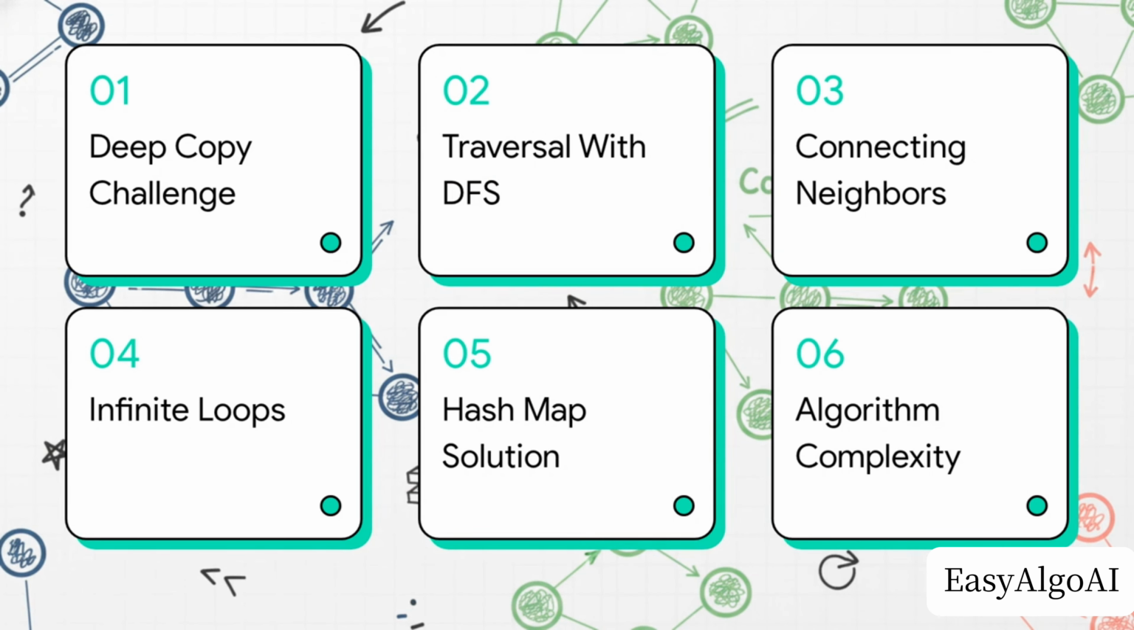Okay, here's our blueprint for today. We'll start with the deep copy challenge, then look at graph traversal with DFS, and connecting the neighbors. After that, we'll tackle avoiding infinite loops, bring in the HashMap solution, and finish up with measuring algorithm complexity. Let's get right into it.